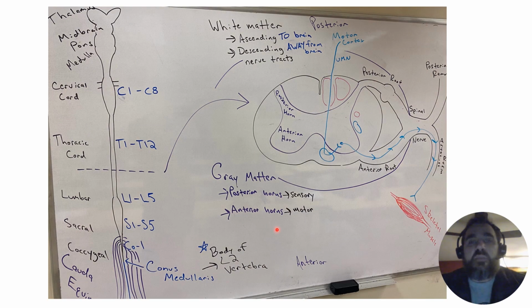Now here's a basic motor pathway. This is going to be descending the spinal cord coming from the brain. So let's say it's from the somatic motor cortex. We send signals that we want to contract a muscle, so this is going to descend in a motor pathway.